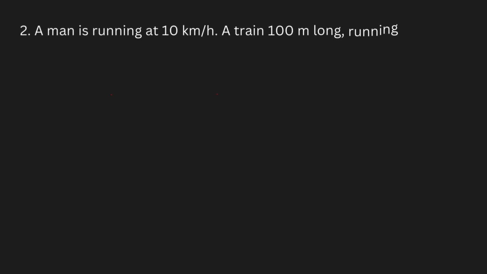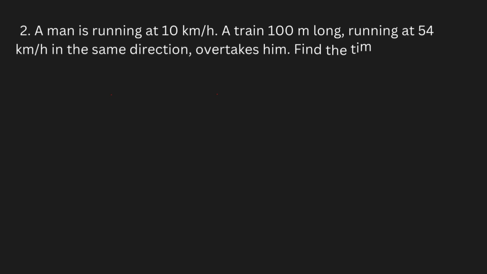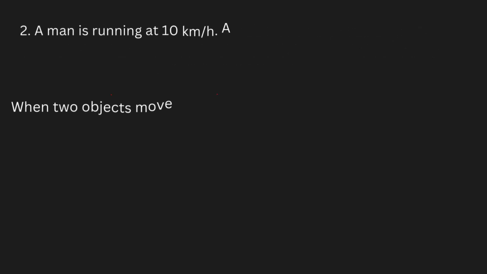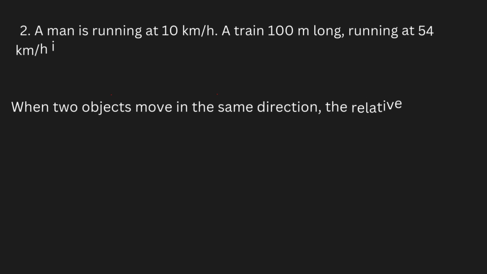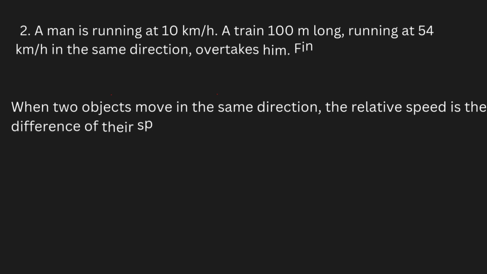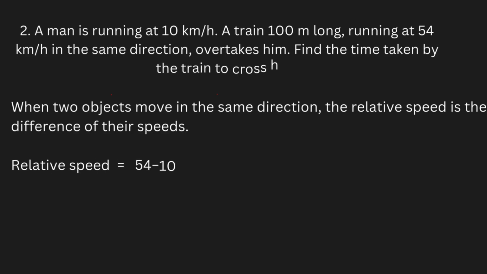Second sum: a man is running at 10 km per hour, and a train 100 meter long running at 54 km per hour in the same direction overtakes him. Find the time taken by the train to cross him. So it was a same direction sum, so we have to subtract the speeds. Let's do it. 54 minus 10, we got an output of 44 km per hour.